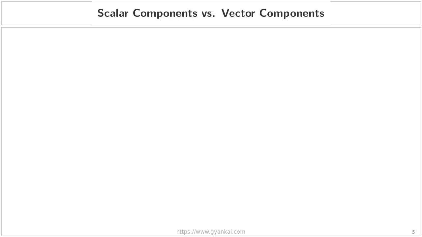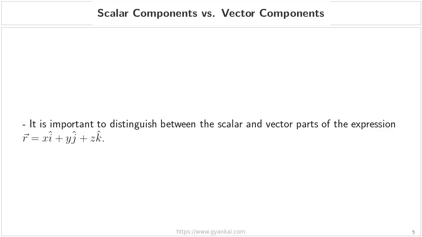Scalar components versus vector components. Now that we have seen how to construct a position vector using the standard basis vectors, we need to be very careful with our terminology. It is easy to use the word component loosely, but in mathematics, it is important to distinguish between the scalar and vector parts of the expression. r equals x i hat plus y j hat plus z k hat.